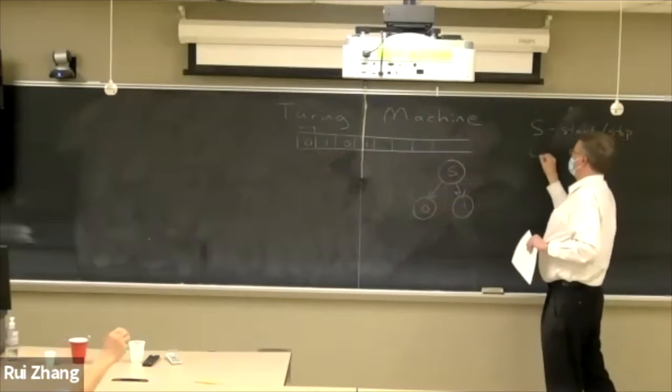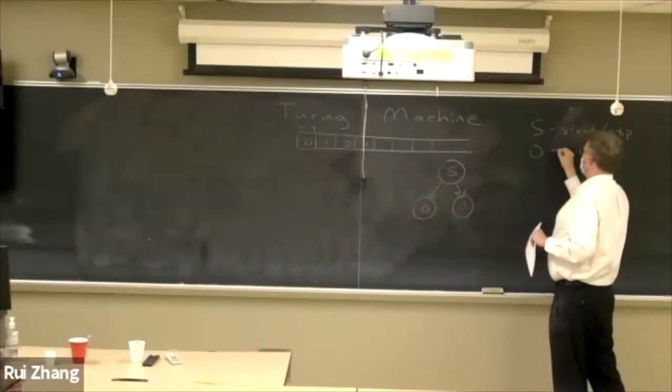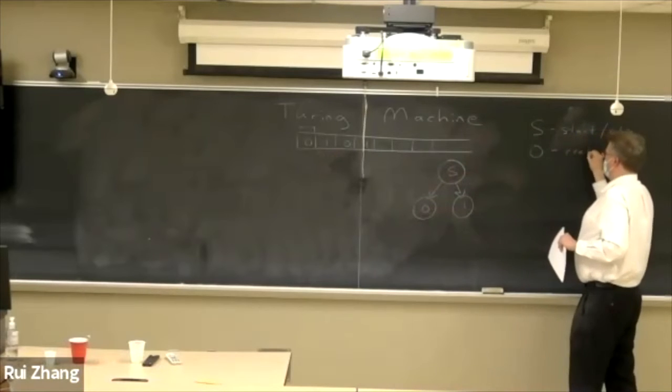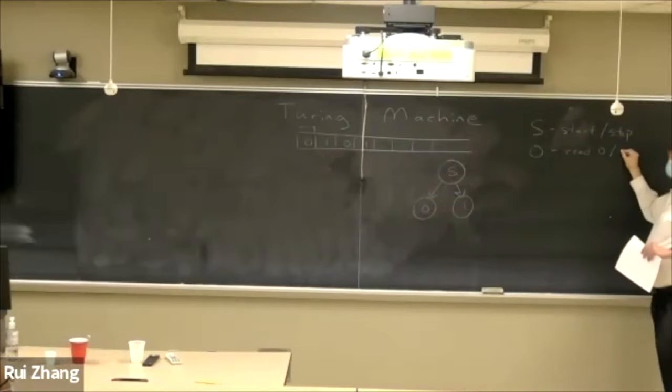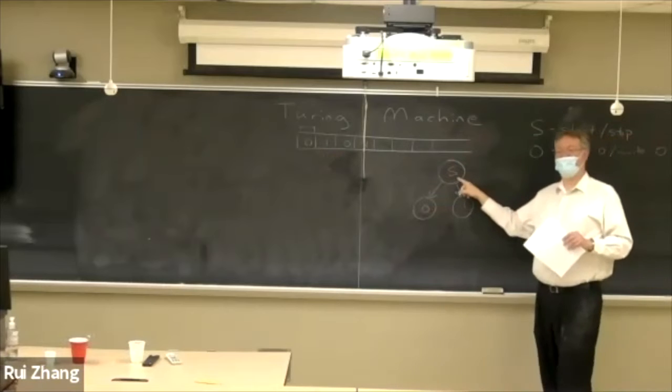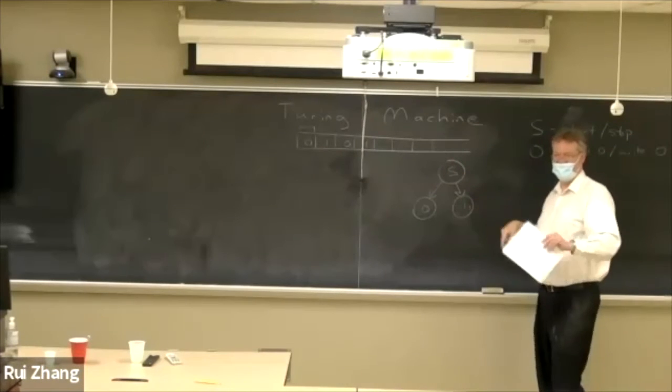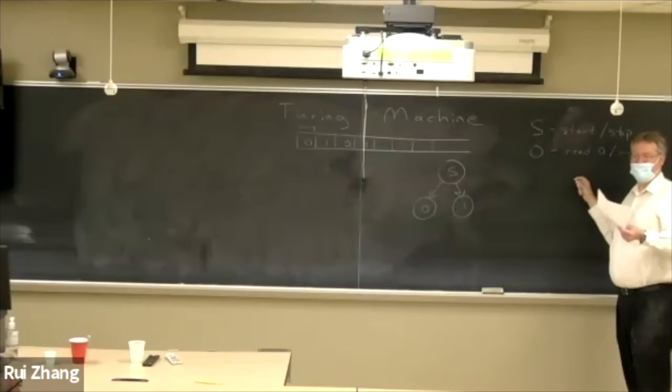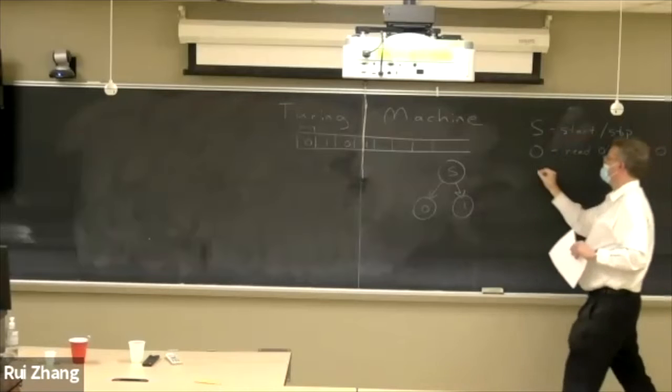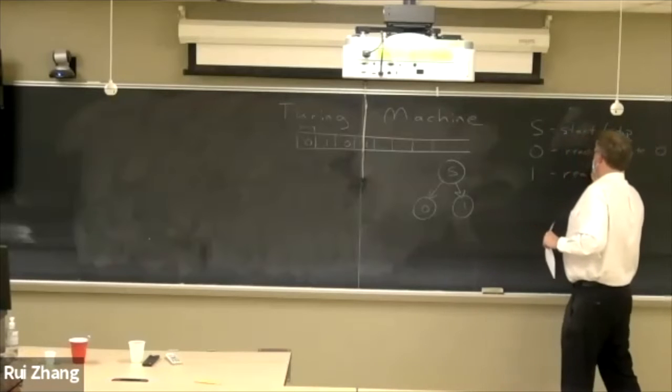So just to remind you, if you have a 0, this either means that the program just read a 0, or it means the program should write into memory a 0. How do you know which one it is? It's based on, did it just branch? That means it just read a 0. If it didn't just branch, that means it should write a 0. One is kind of similar.